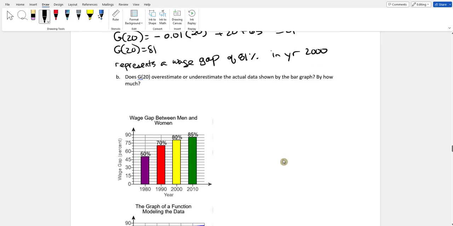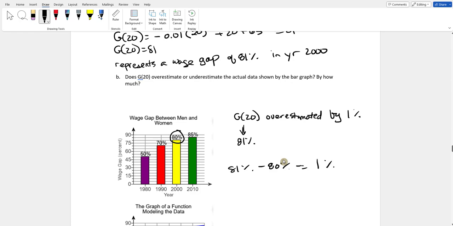The next question says, does g of 20 overestimate or underestimate the actual data? The actual data is shown in this bar graph. If we look at the year 2000, it's telling us 80%. We calculated 81%. So g of 20 overestimated because we got a higher value. It's not that far off, but it overestimated by 1%, because we calculated 81% and the bar graph gave us 80%. If you subtract, that's how I got the 1%.